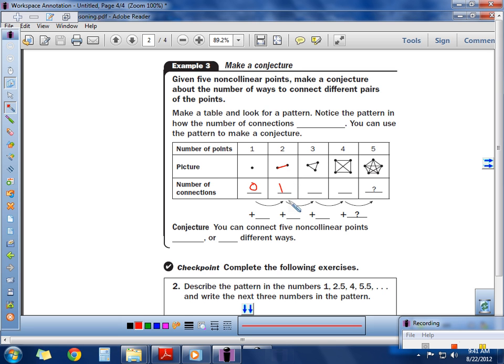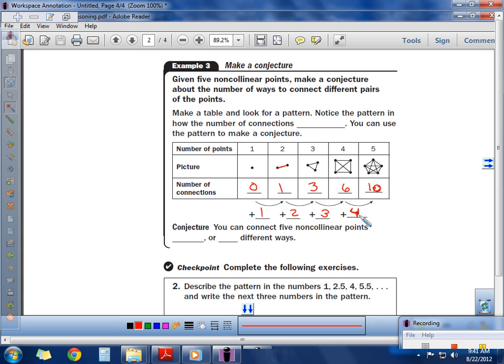When we have 3 points, how many connections are there? 3. Now count carefully on the 4th one. With 4 points, how many connections are there? 6 connections. Now, 5 points. How many connections? I see 5 around the outside, 5 in the middle. That's 10 total connections. The goal, though, is to determine the pattern. How much are they going up by here? They added 1, added 2, 3, added 4.